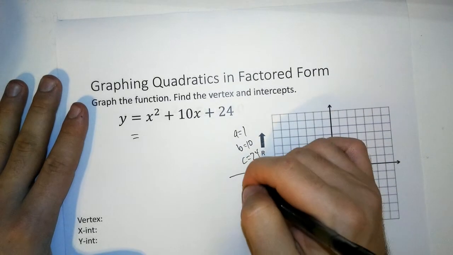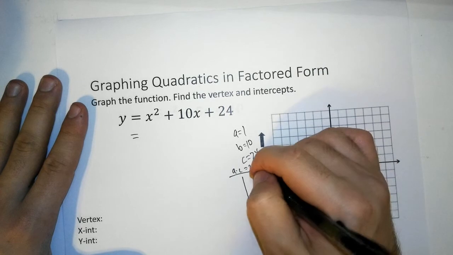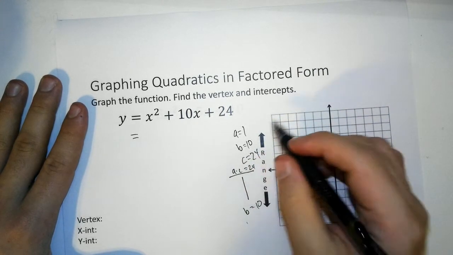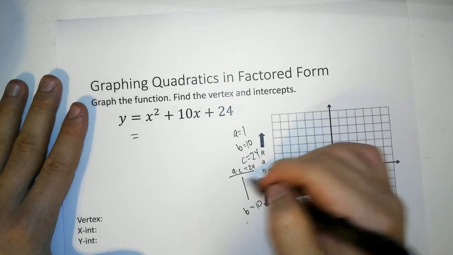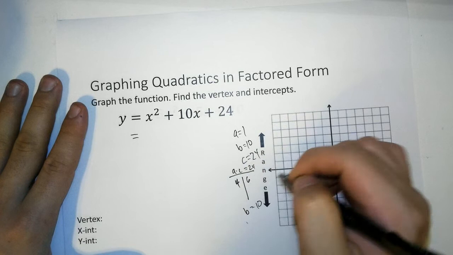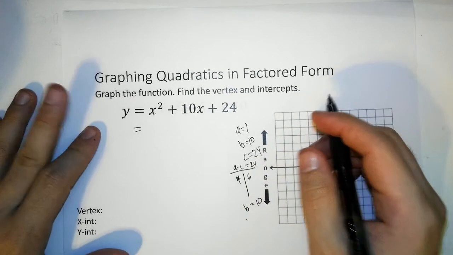Right, we go ahead, we do our little table stuff. A times C, which is equal to 24, adding to B, which is equal to 10. So A times C is 24. What are the factors of 24 that add to 10? Well, how about 4 and 6? And are those right? Well, 4 plus 6, yep. That works out really well.